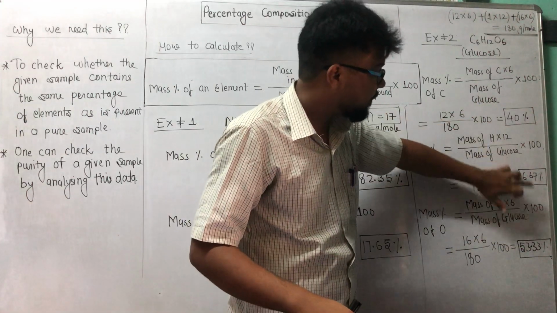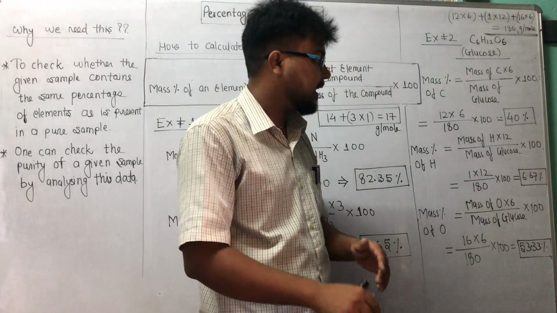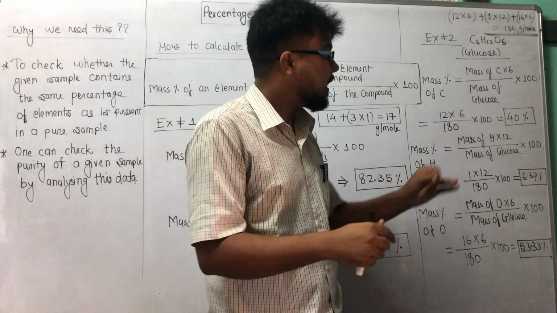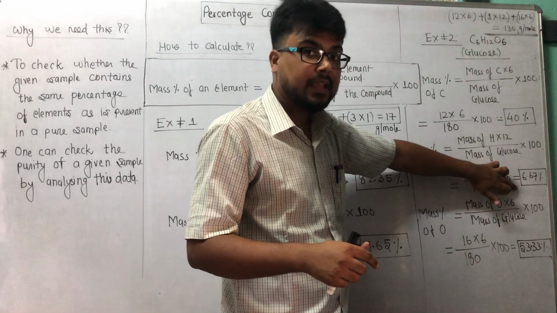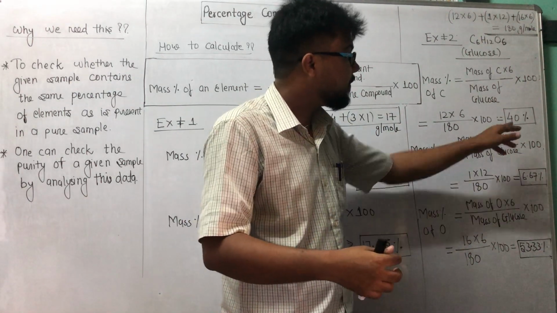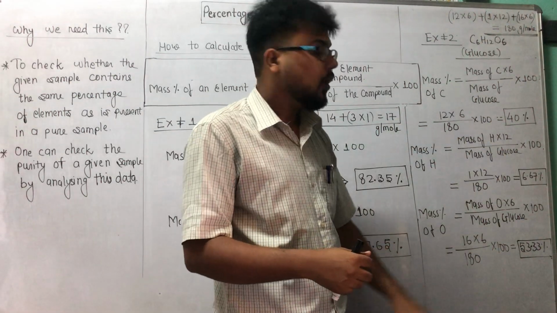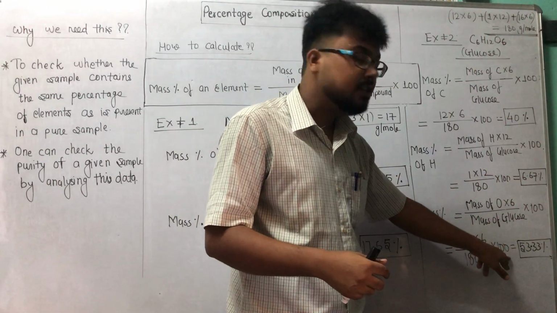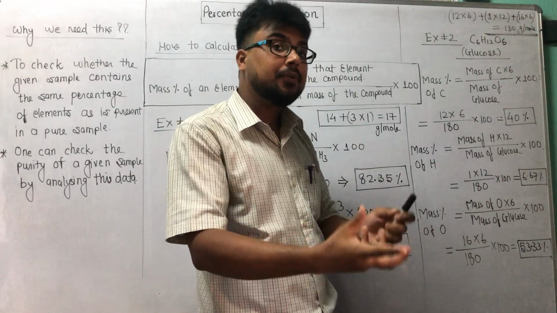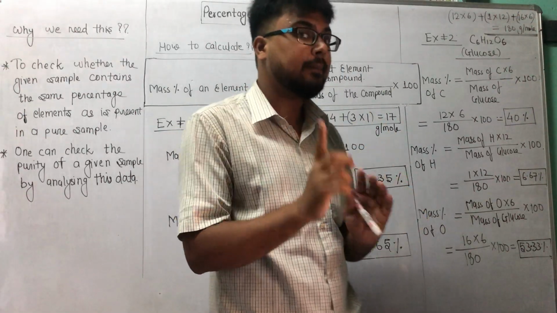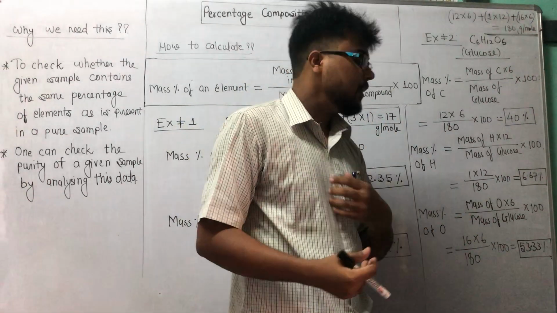Again when you sum, you will get exactly 100%. And one more thing: after calculating two values, just add both of them, and then subtract from 100, you will get the last one. Correct? So there is no need to calculate the last one. Correct? Remember this, otherwise your time will be wasted.